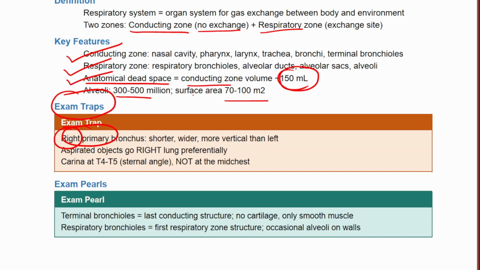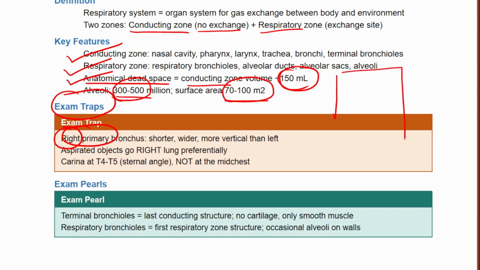And another fact is the lungs themselves contain 300 to 500 million alveoli, and their total surface area is approximately 70 to 100 square meters. To put that in perspective, that is roughly the floor area of a tennis court.